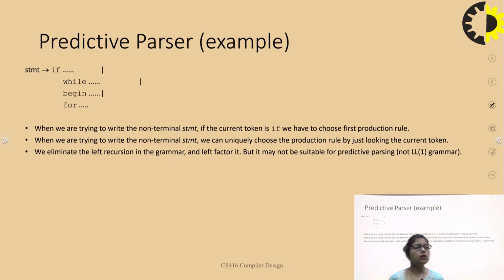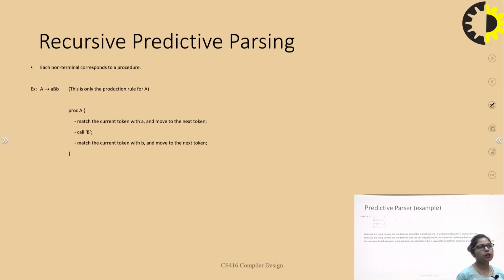If I am talking about this example, for example, statement is if, while, begin, and so on. When we are trying to rewrite the non-terminal STMT, if the current token is if, we have to choose the first production rule. We can uniquely choose the production rule by just looking at the current token. We need to eliminate the left recursion in the grammar and left factor it, but it may not be suitable for predictive parsing, not an LL1 grammar. This is called predictive parsing.